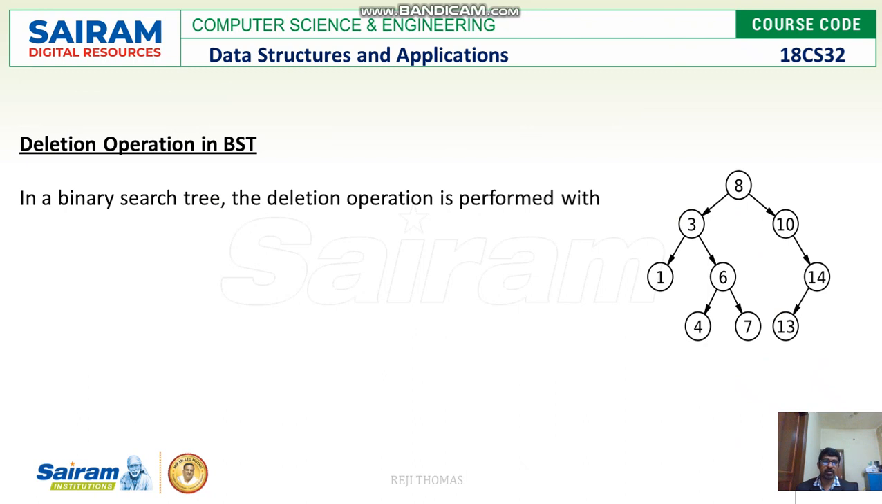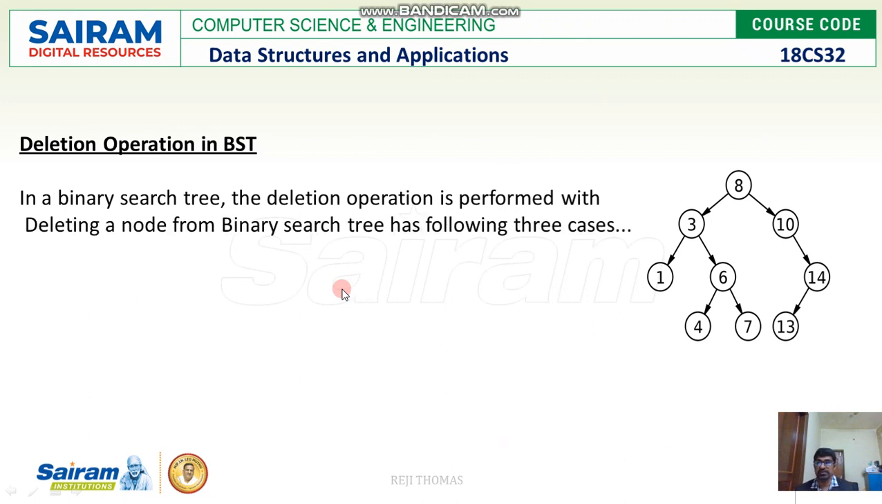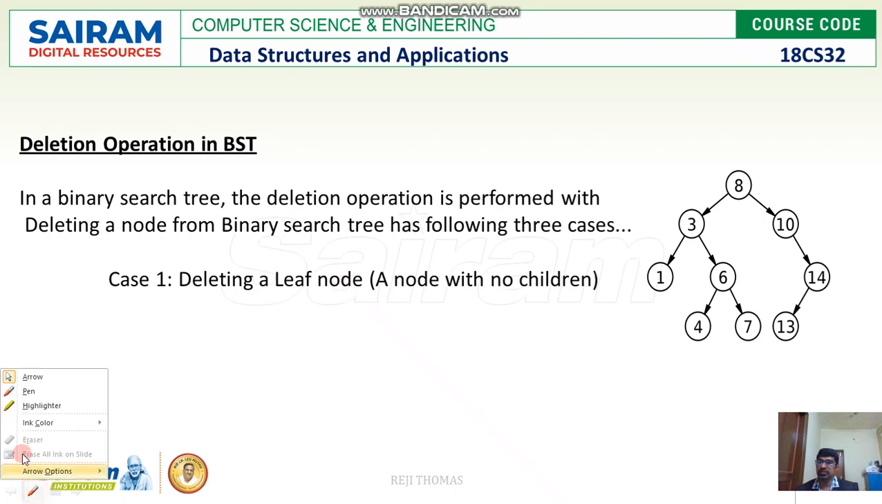Next is the deletion operation. When we perform deletion, we come across three different kinds of scenarios, three different cases. The first case is you can delete a leaf node. Everyone knows what a leaf node is. A leaf node is a node which does not have any children. So 4 is a leaf node.